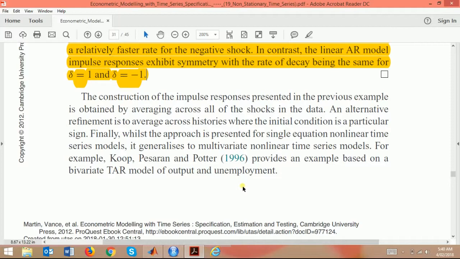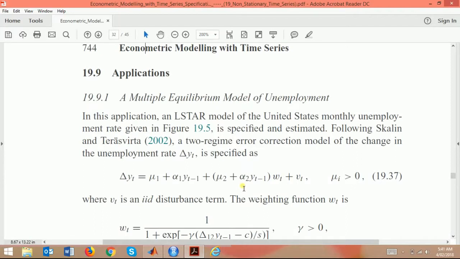So when we present the system with a vector, it gives us a multivariate time series model, and the impulse response function gives back a matrix to us, where, as we can recall, by the rows we have the lags, by the columns we have the horizons. For example, Koop, Pesaran and Potter provide an example based on a bivariate TAR model of output and unemployment. We exactly solved this problem. So let's move on to some applications, and we'll see some of them very quickly.